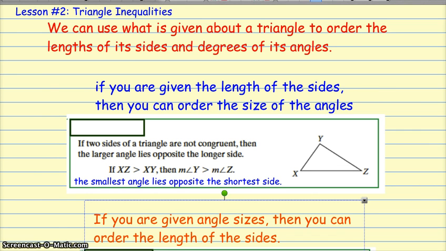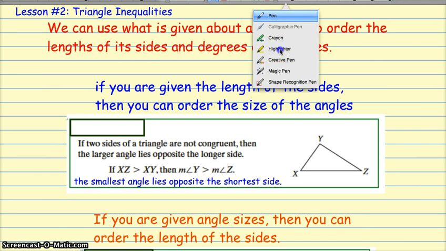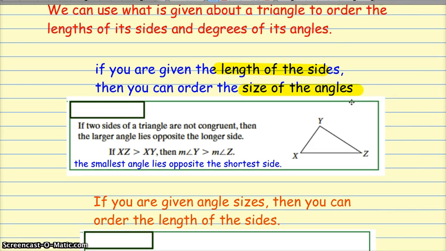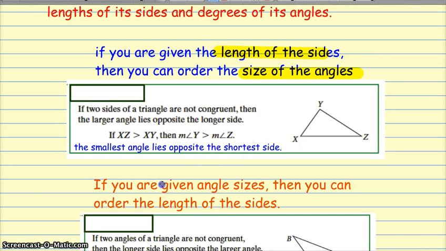So we have a couple of options. First option, if you are given the lengths of the sides, then you can order the size of the angles. Or vice versa. If you are given the angle sizes, then you can order the side lengths. Okay, so how can we order them?